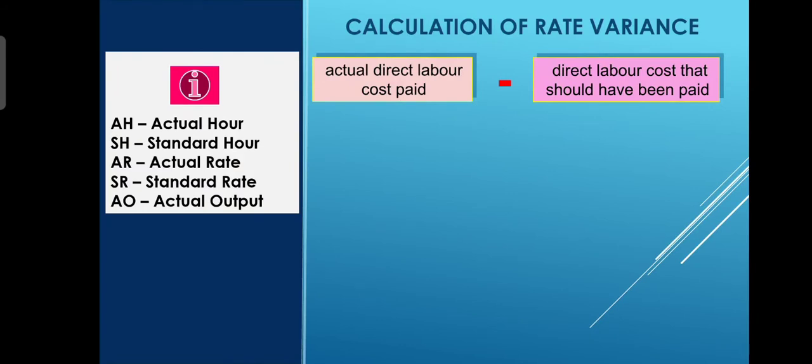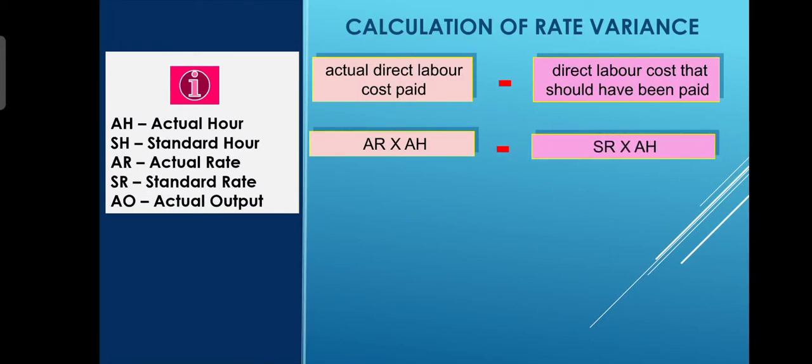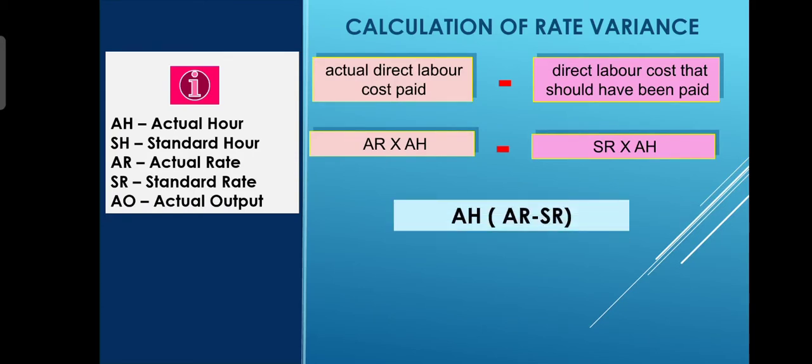Actual direct labor cost paid minus direct labor cost that should have been paid. It is AR times AH minus SR times AH. AR is actual rate per hour. AH is actual direct labor hours. And SR is standard rate per hour. So, if you factorize it, AH bracket AR minus SR.